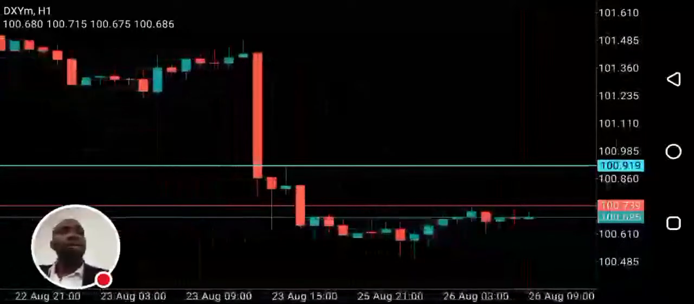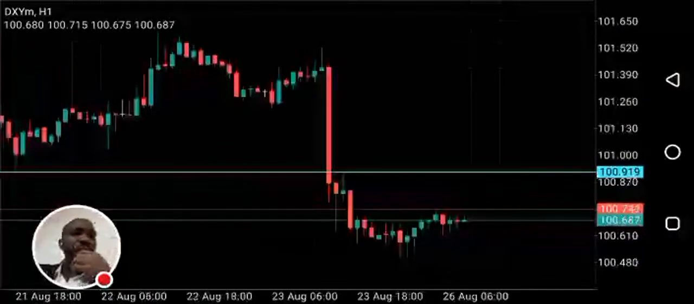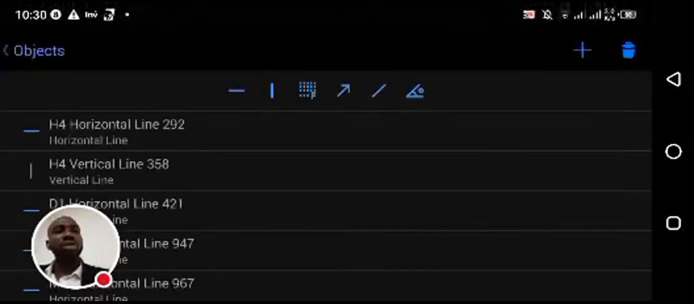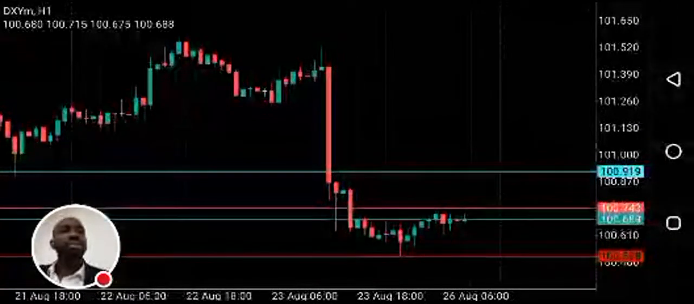DXY has been in the range, but I expect DXY to be bullish this week. They might use one of the major news events to clear liquidity residing in the previous low before going bullish.